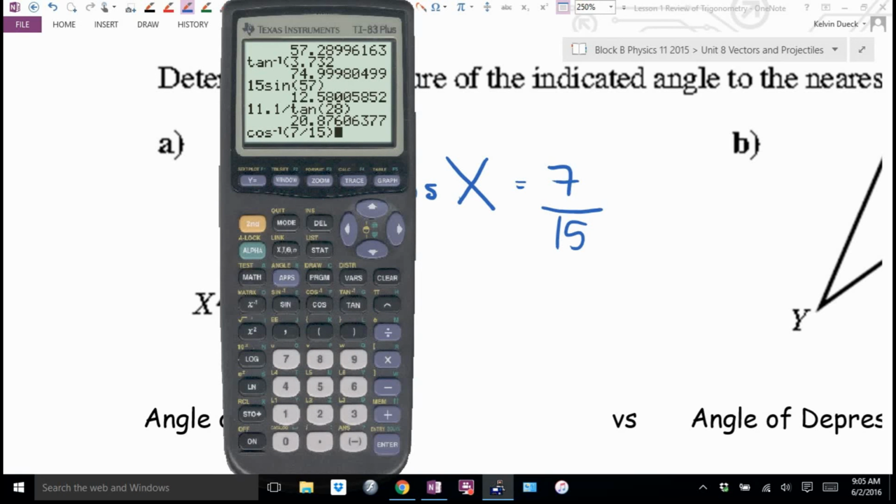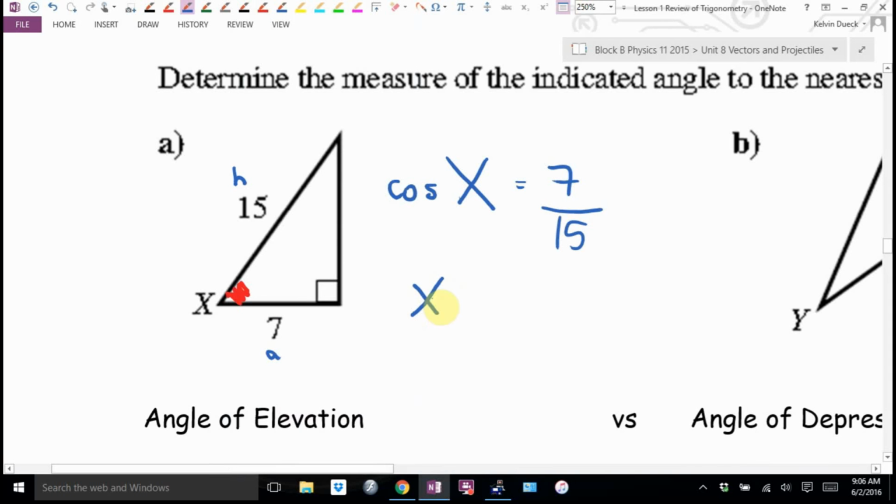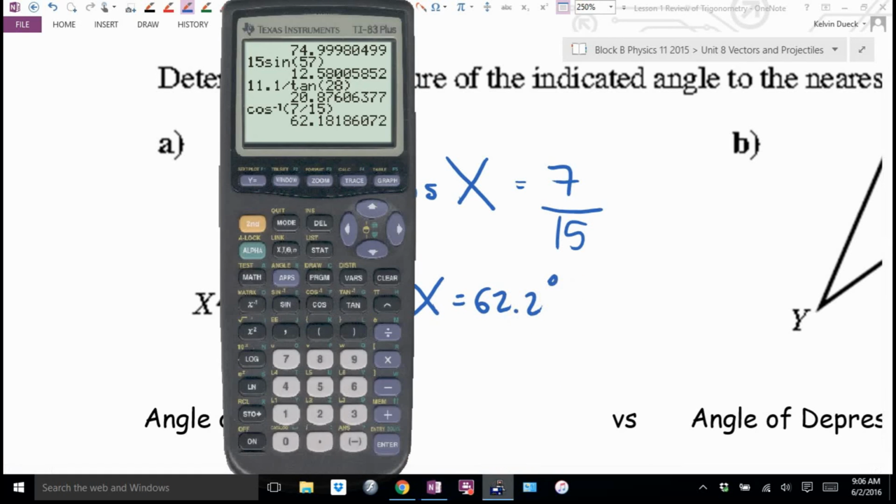You were going to say, Mr. Duick, do I go 7 divided by 15 and then shift cos that? You can, but that's extra typing. If you want to do it all in one step, bracket, close bracket, to me that looks clean, and I can compare it to what I have on my paper. I get theta, or angle x, is 62.2 degrees.